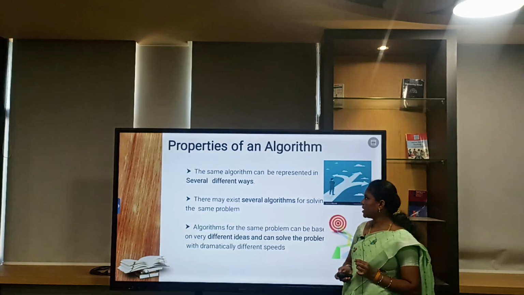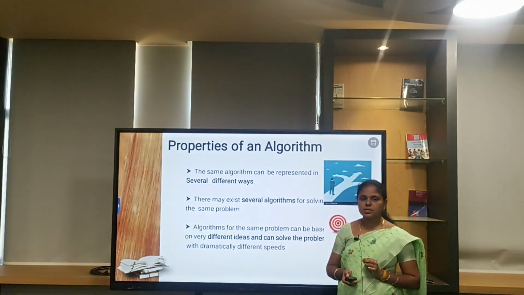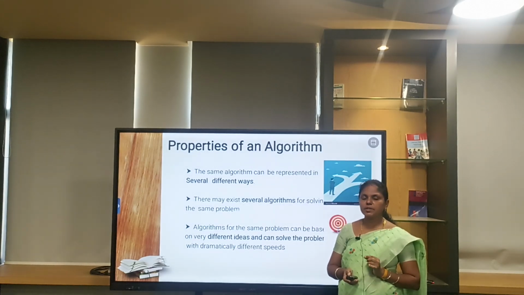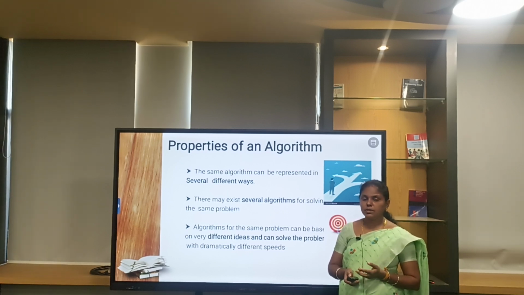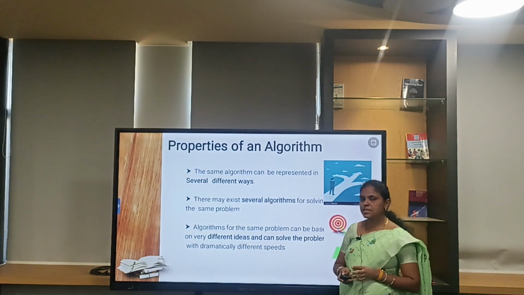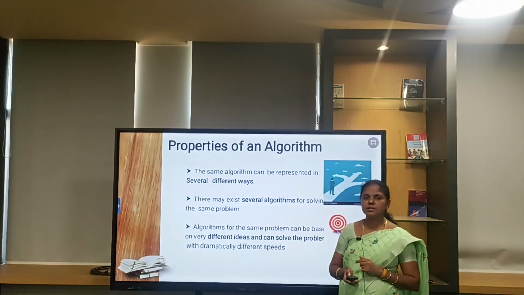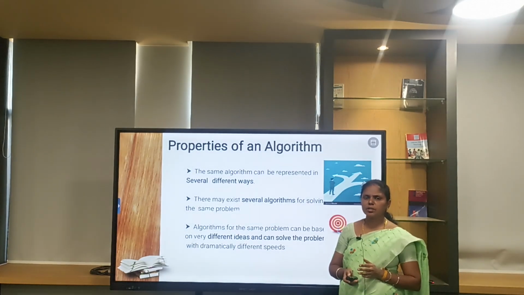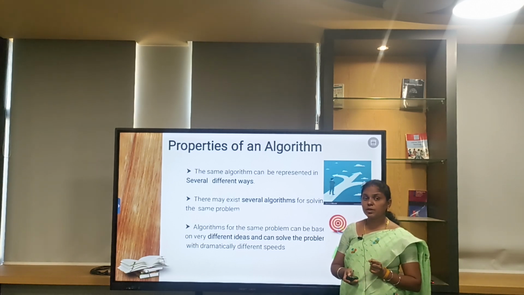The same algorithm can be represented in several different ways. For example, take the addition of 2 numbers; that can be written in different algorithm formats, with arguments, without arguments, with return values, without return values. It can be represented in 4 to 5 ways. And there may exist several algorithms for solving the same problem. The best example for this property is sorting algorithms. Bubble sort, quick sort, merge sort, heap sort, any kind of algorithm takes the same set of input and produces the same output, but they use different methodologies for sorting.